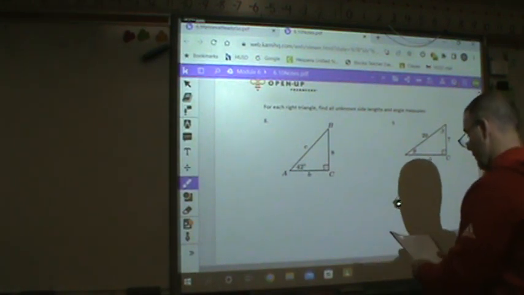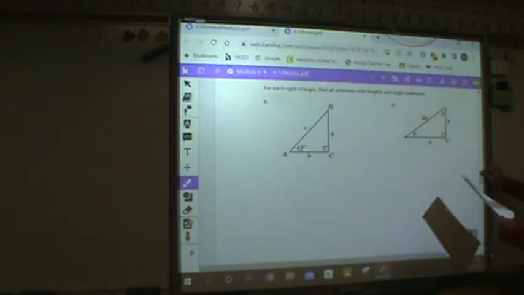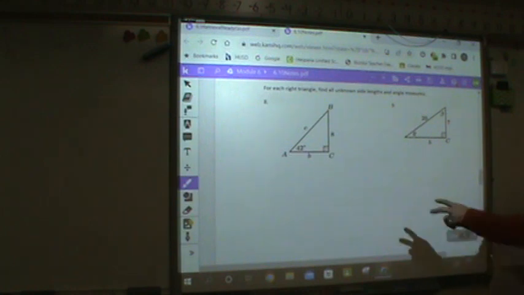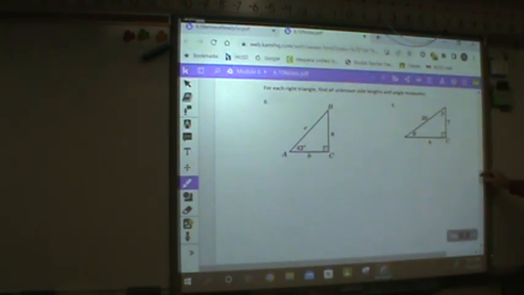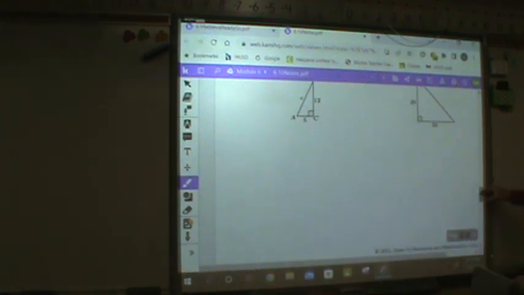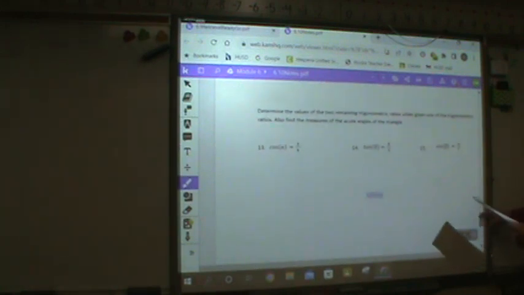For 28, for 8, 9, 10, and 11, all you need to do is pick the correct function and set it up. So how do I solve this and set it up? That's it. How do I solve this and set it up? Just set it up. It doesn't say, I'm not asking you to solve it. I'm just saying, how would you, and set up your equation.